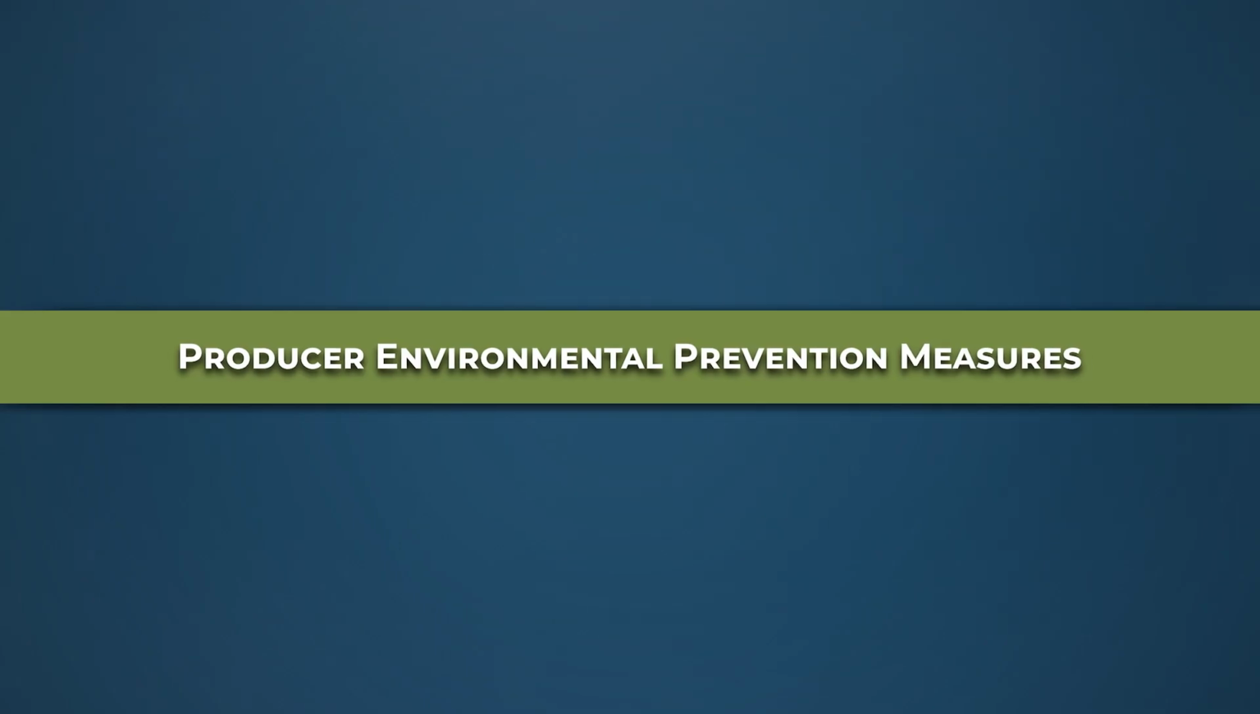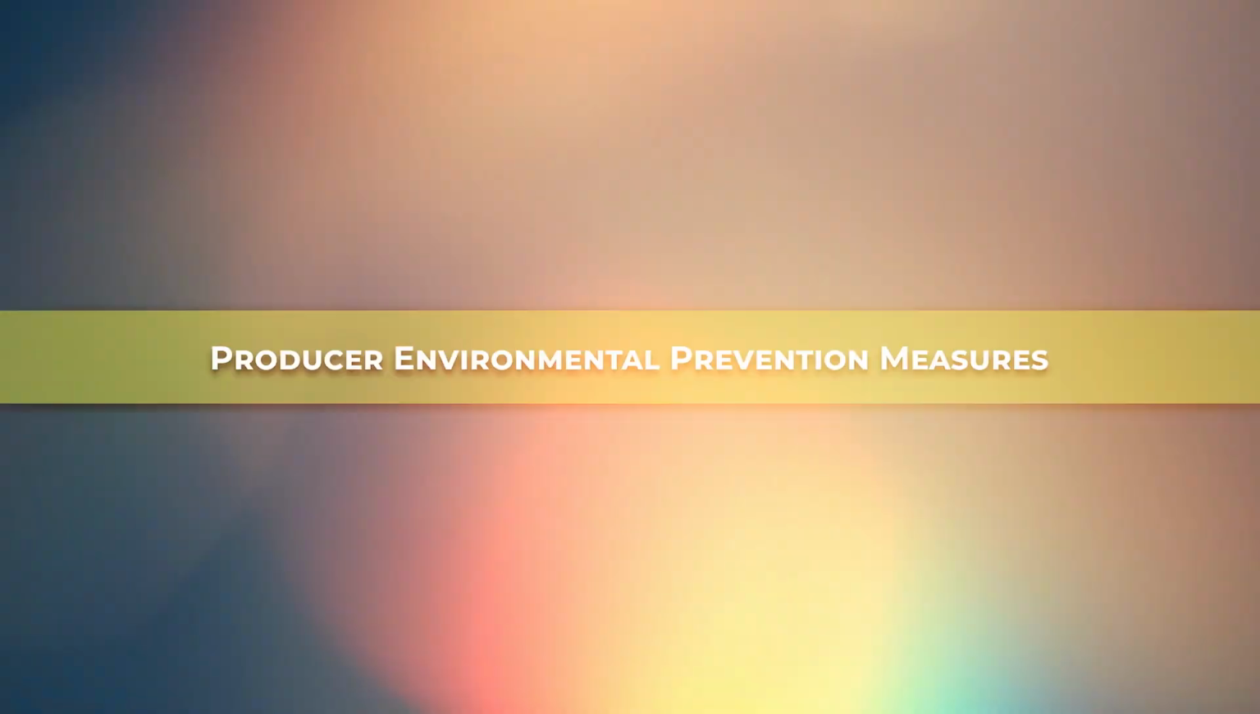Producer environmental prevention measures. There are two primary strategies for preventing and controlling tick infestations on a cattle herd. So the first is going to be habitat modification, and then the second is going to be products that can be applied to cattle that are going to act as repellents.